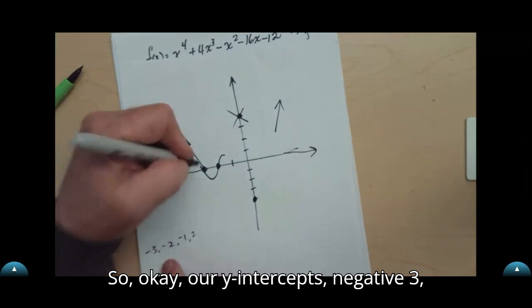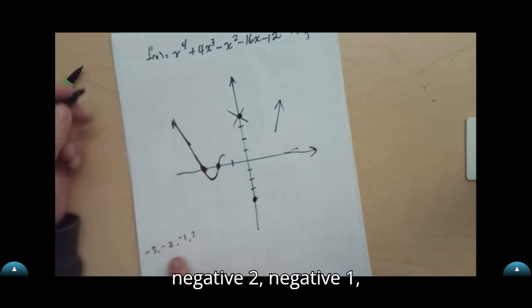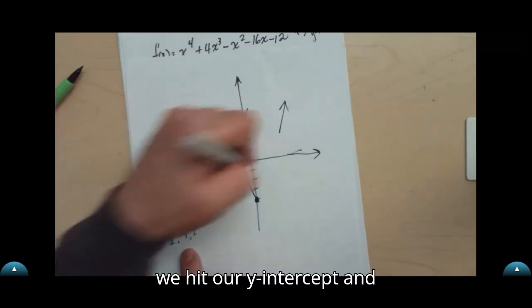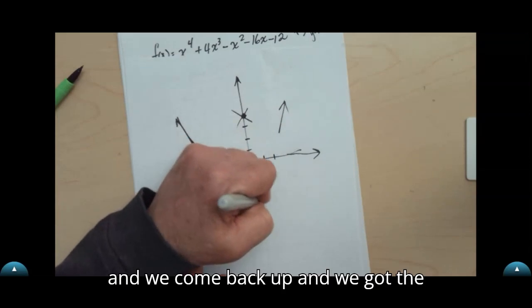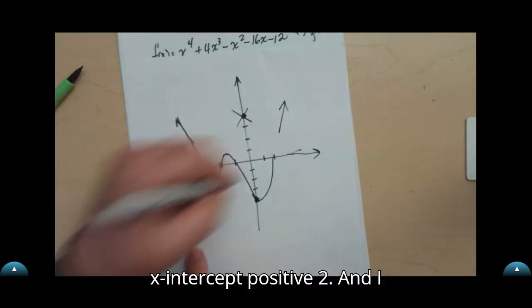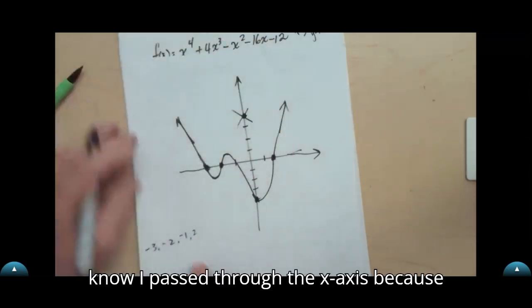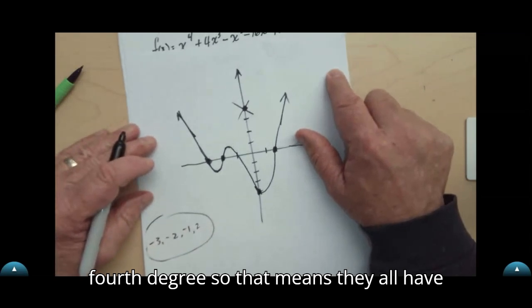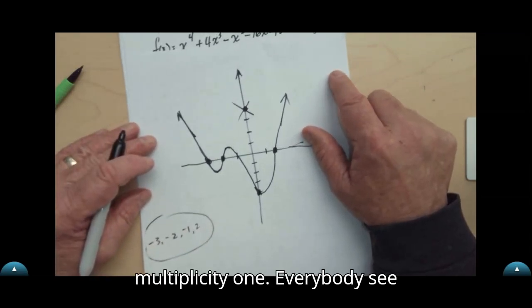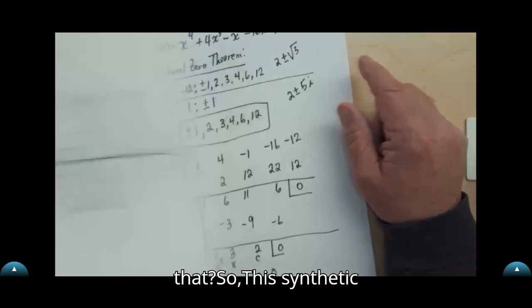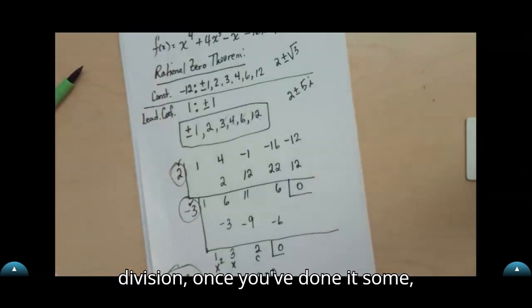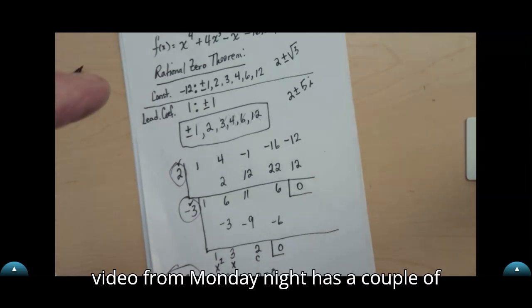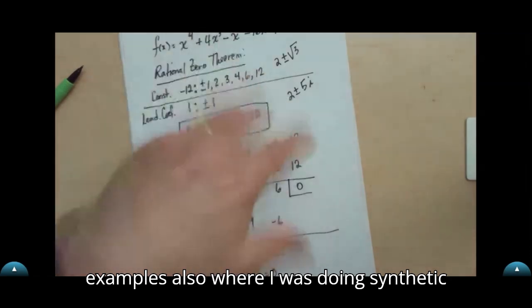So, okay, our x-intercepts, -3, -2, -1. We hit our y-intercept and we come back up and we got the x-intercept +2. And I know I passed through the x-axis because I had 4 different zeros. It's 4th degree, so that means they all have multiplicity 1. Everybody see that? So this synthetic division, once you've done it some, you'll get used to it pretty quick. The video from Monday night has a couple of examples also where I was doing synthetic division.